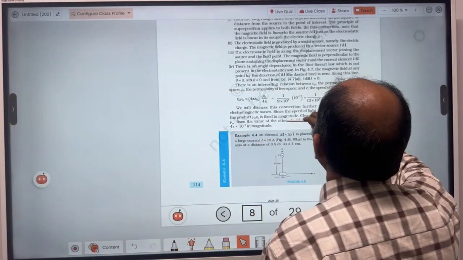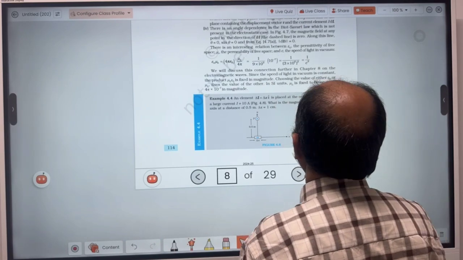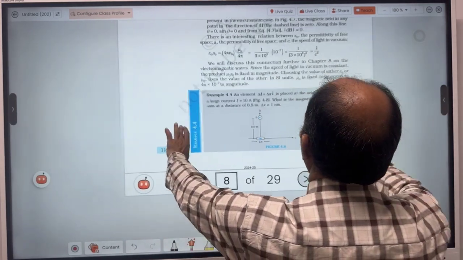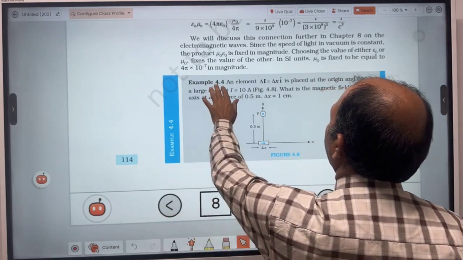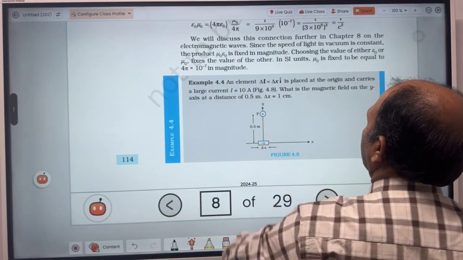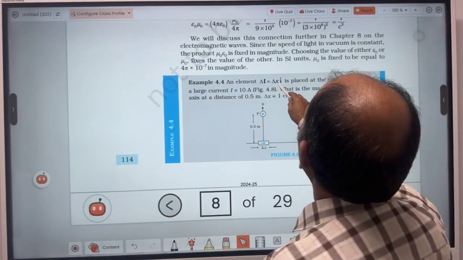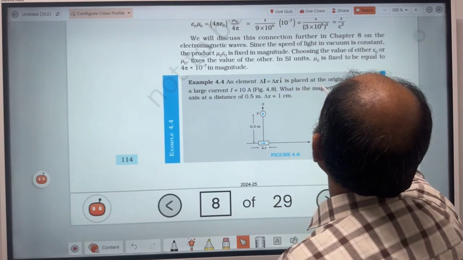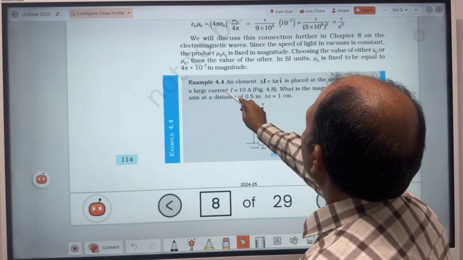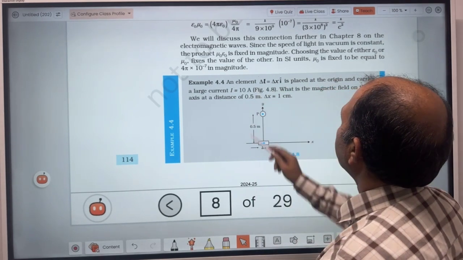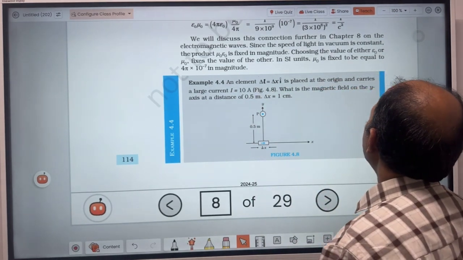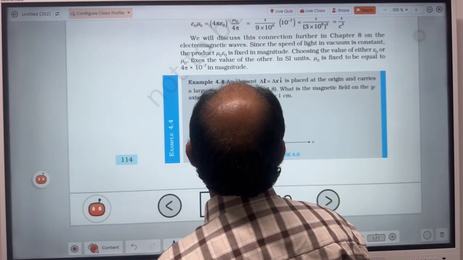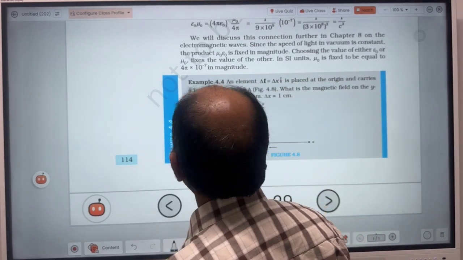Here we are going to see one question based on Biot-Savart's law. Here in our question, current element dl equal to delta x i cap, it means in this direction, is placed at the origin and carries a large current I equal to 10 ampere. What is the magnetic field on the y-axis at a distance of 0.5 meter? Take delta x equal to 1 centimeter.